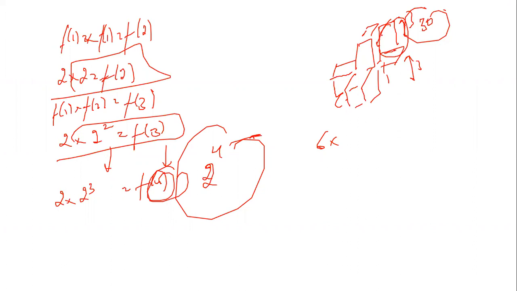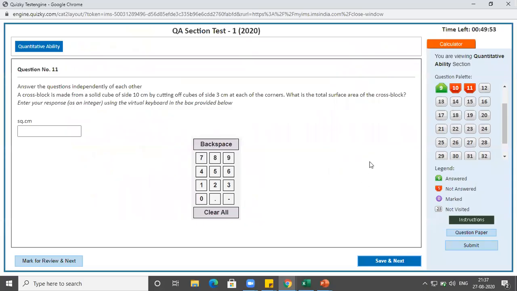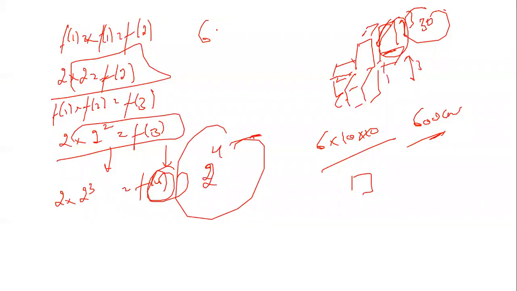1, 2, 3. Okay. So 6 into 10 into 10, 600. What? 1 second. 3 sides nikal rahi hai na. So if I remove this one, the total surface area of the block. Surface area of a cube is 6a square, right? लेकिन क्रॉस ब्लॉक का हमने निकालना है.